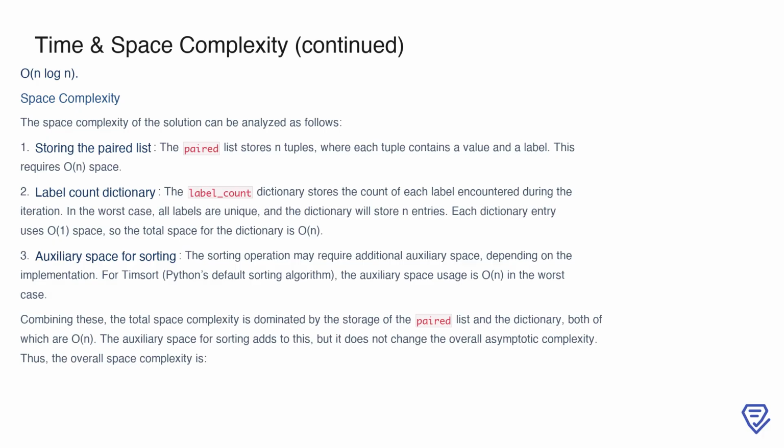When we combine these, the dominant factors are the space used by the paired list and the dictionary, both of which scale linearly with the input size. The auxiliary space from sorting does not change the overall asymptotic complexity. Therefore, the total space complexity of the solution is O(n).